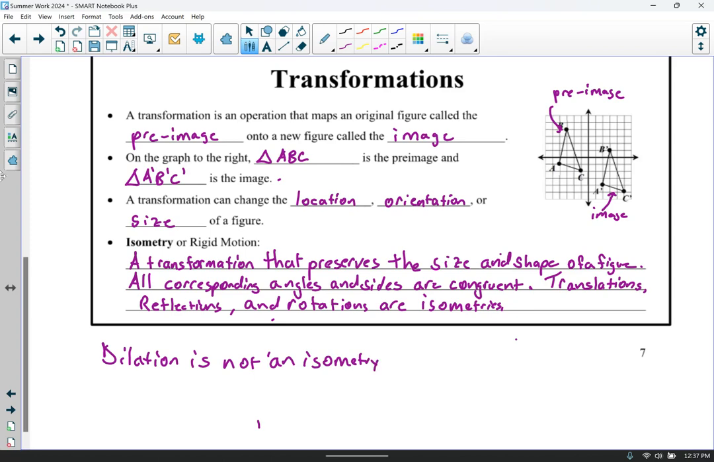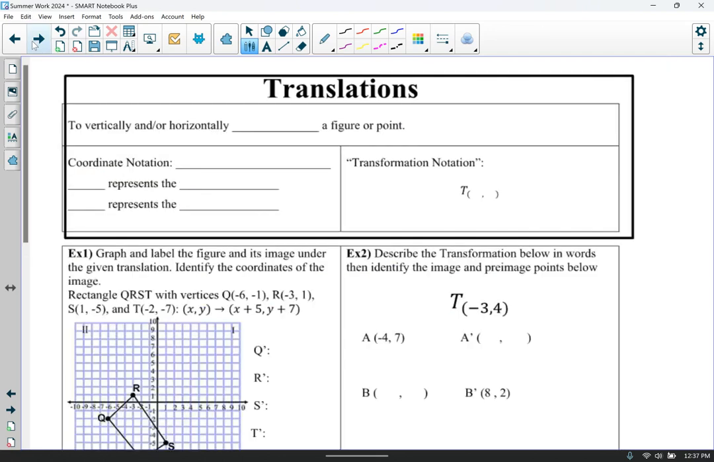Okay. Now we're going to specifically look at our translations, which really a translation is a sliding or a shifting of a point or a figure. So translations are to vertically and or horizontally shift, or we could say slide, a figure or a point in the coordinate plane. And there's a few different notations we use to show that. One is coordinate notation, where we say we take our original coordinate, x, y, and then we shift it. So that means we're either going to add or subtract to the x coordinate, which we show x plus h, and add or subtract to the y coordinate, we show y plus k.